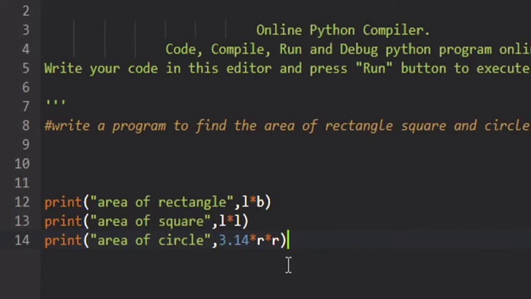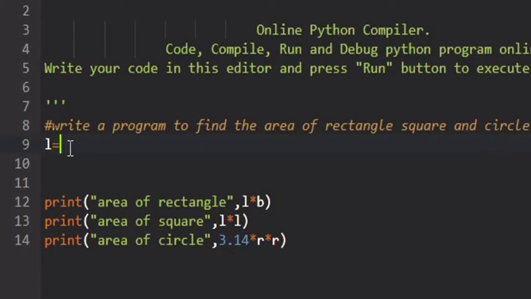So since we have written the formula, we'll just count the number of variables we have used in the formula. So there is L, there is B and there is R. So there are a total of 3 variables. So we need to declare the 3 variables first.